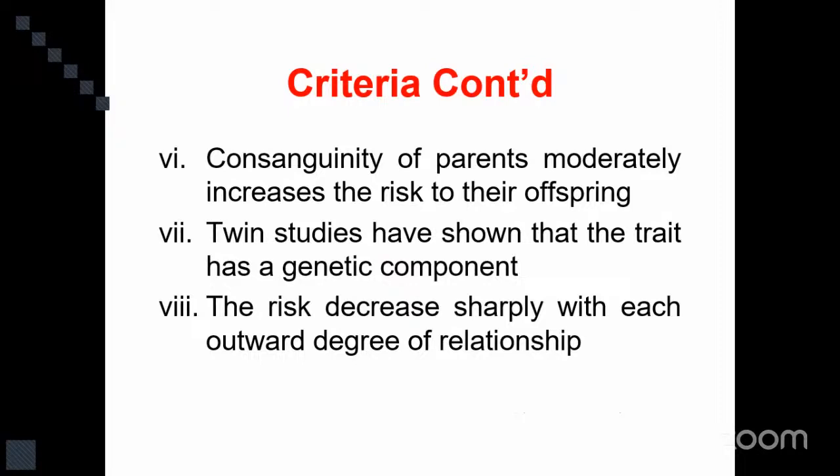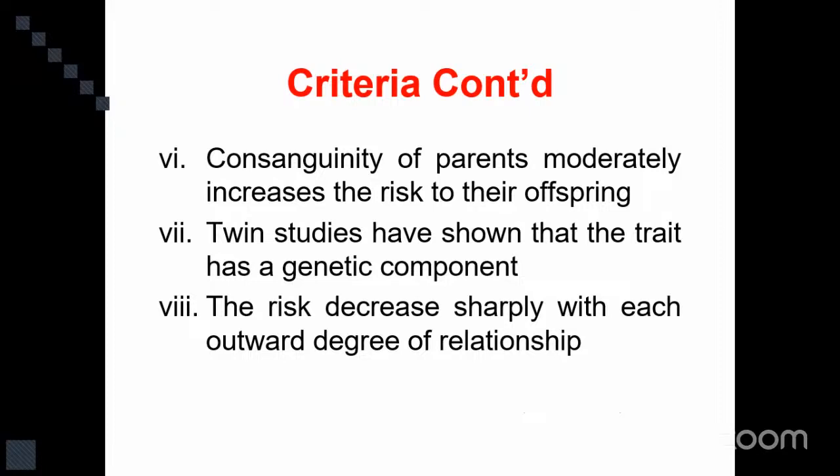Consanguinity of parents moderately increases the risk of their offspring expressing or coming down with a multifactorial condition. What is that supposed to mean? We have cousins getting married. Naturally, we are increasing the risk of their offspring coming down with it. So we discourage people from doing that.